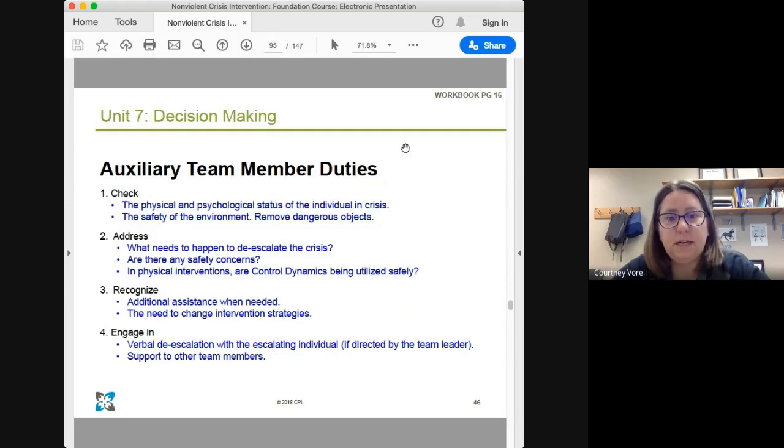You may also engage in that verbal de-escalation with the student if you're directed to do so by the team leader, and just generally supporting the other team members, kind of seeing what it is that they need.